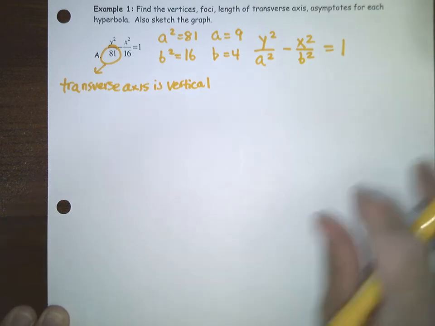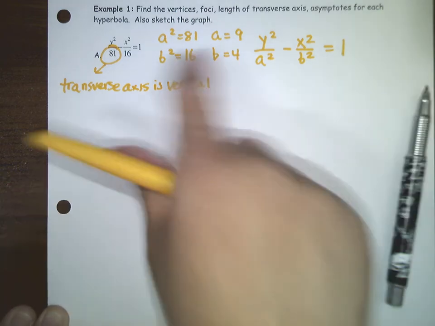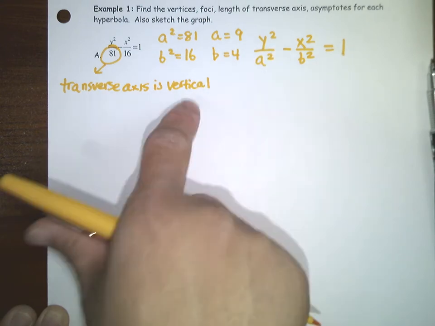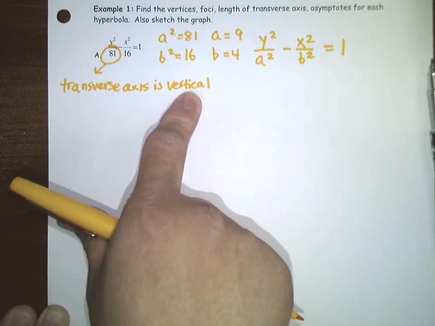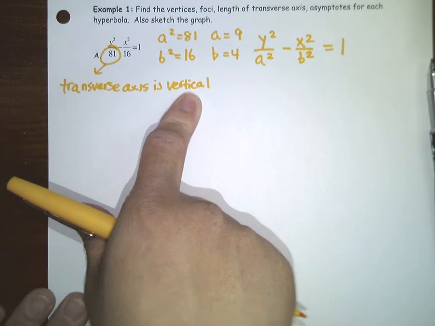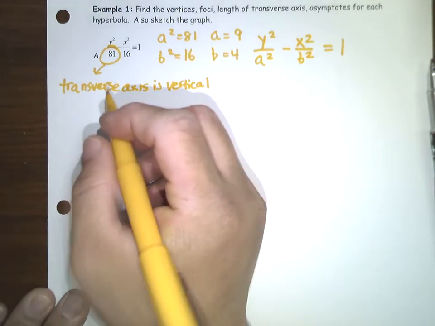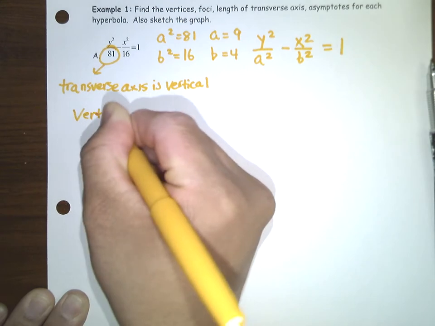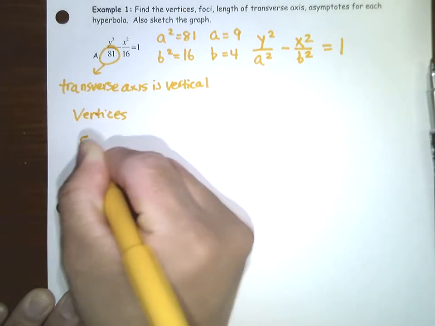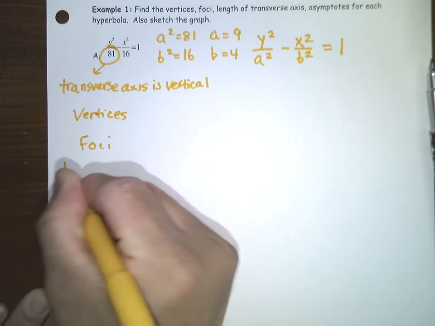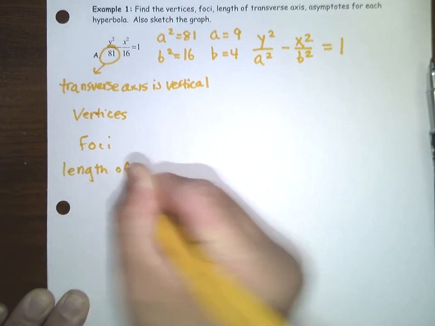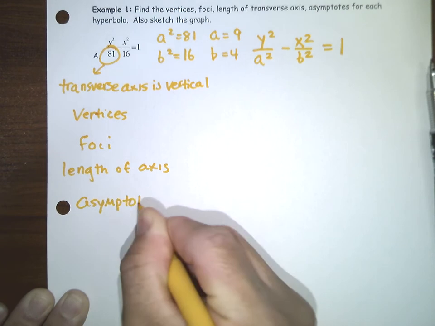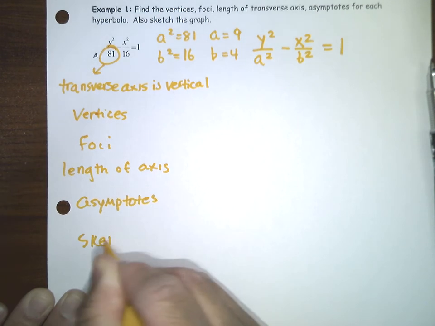All right, so the main reason that you would want to find the transverse axis first is just so that you know which one is going to be the A, and so then you know whether this is going to be vertical or horizontal. All right, so now we need the vertices, and then we need the foci, and we need the length of the transverse axis, and then we need the asymptotes. And then finally, we'll sketch the graph when we are done.